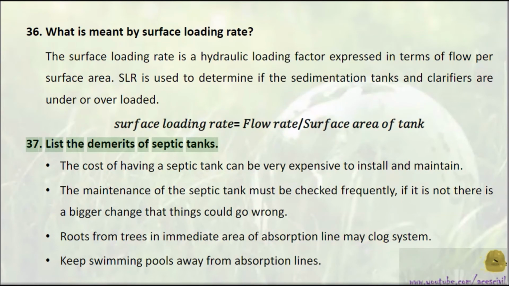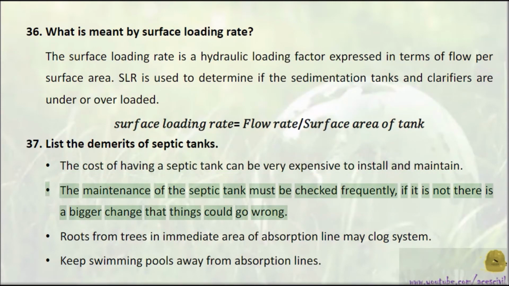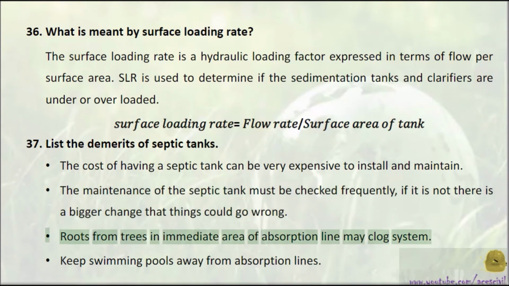List the demerits of septic tanks. The cost of having a septic tank can be very expensive to install and maintain. The maintenance of the septic tank must be checked frequently. If it is not, there is a bigger chance that things could go wrong. Roots from trees in the immediate area of the absorption line may clog the system. Keep swimming pools away from absorption lines.